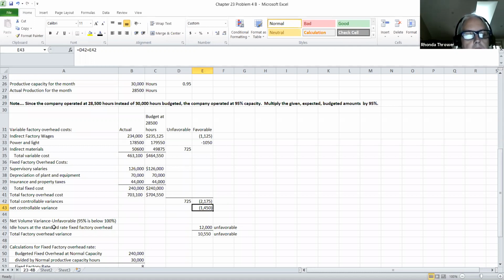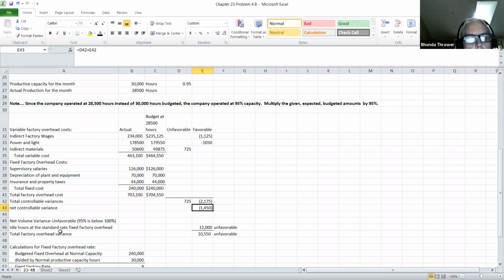They have this title a little funny here, but this is the volume variance. I tried to put it just the way Cengage would put it in your textbook so you wouldn't get confused. But I think if they just called this the volume variance, it would have been better and left this unfavorable stuff off. But it is unfavorable because we operated below capacity. And you'll figure that out once you determine the total amount of the unfavorable variance that's right here.